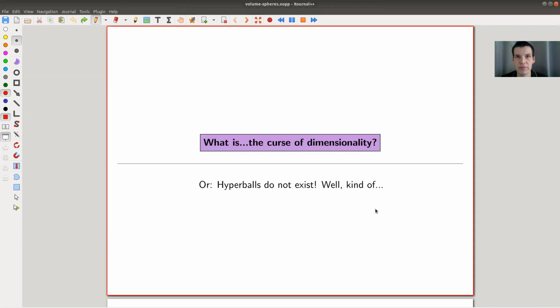Okay, welcome everyone to my continuation of what are my favorite theorems, my very biased collection, as usual. Today I would like to talk about the so-called curse of dimensionality.